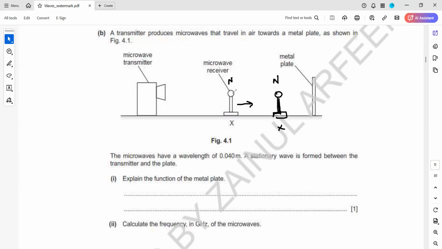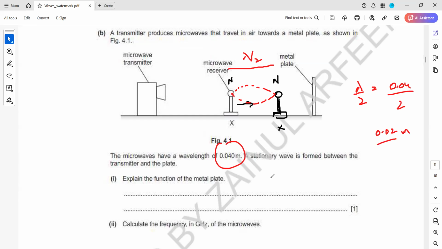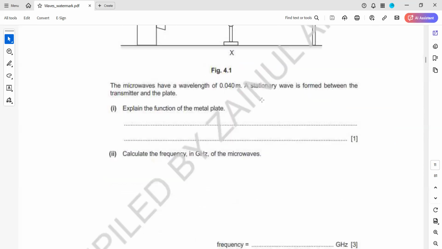So what is the distance between the two successive nodes? In terms of wavelength, it is half of the wavelength, lambda by 2. So we want the minimum distance here, the distance between two successive nodes. When it moves, it will be lambda by 2. Lambda is the wavelength, so it is 0.04. So 0.04 divided by 2, we got 0.02 meter. So 0.02 meter will be the minimum distance which we can have between the two nodes, because it's half of the wavelength, or the distance from one node to another.